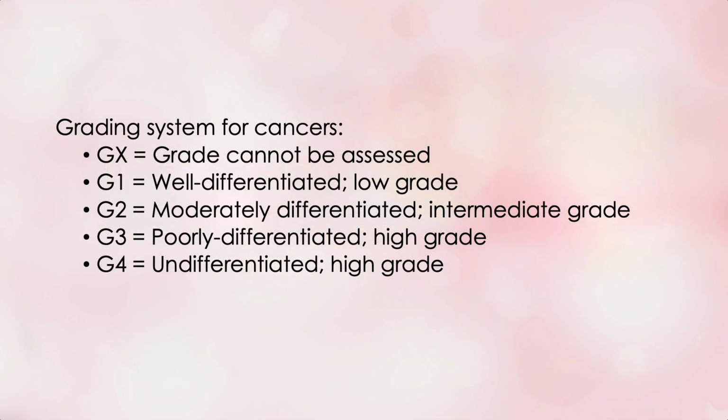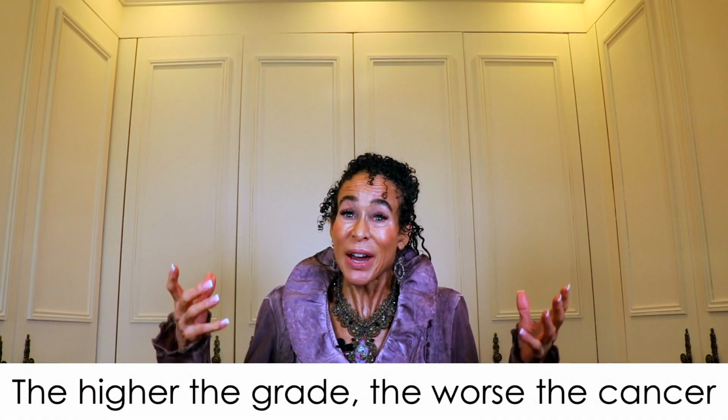Typically, the grading system for cancers goes like this. GX is the grade cannot be assessed. G1 means that it's well differentiated or low grade. G2 means that it's moderately differentiated or intermediate grade. G3 means that it's poorly differentiated or high grade. And G4 means it's completely undifferentiated and also very high grade. So the higher the grade, the worse the cancer.